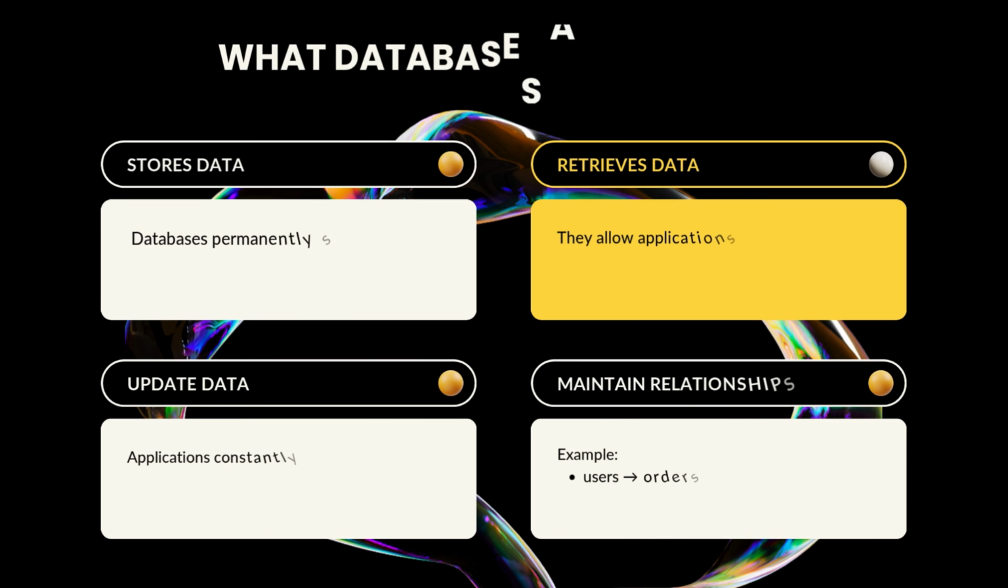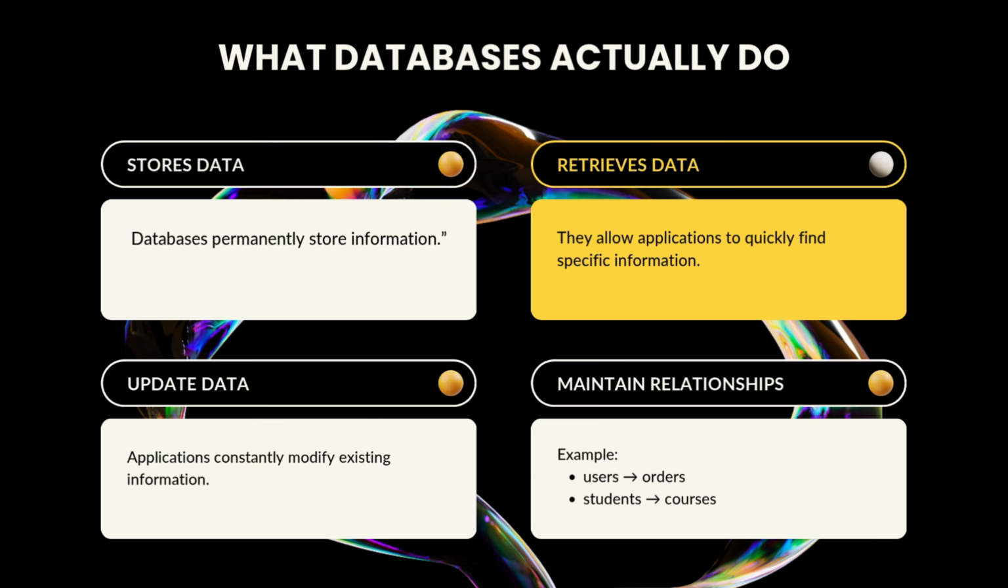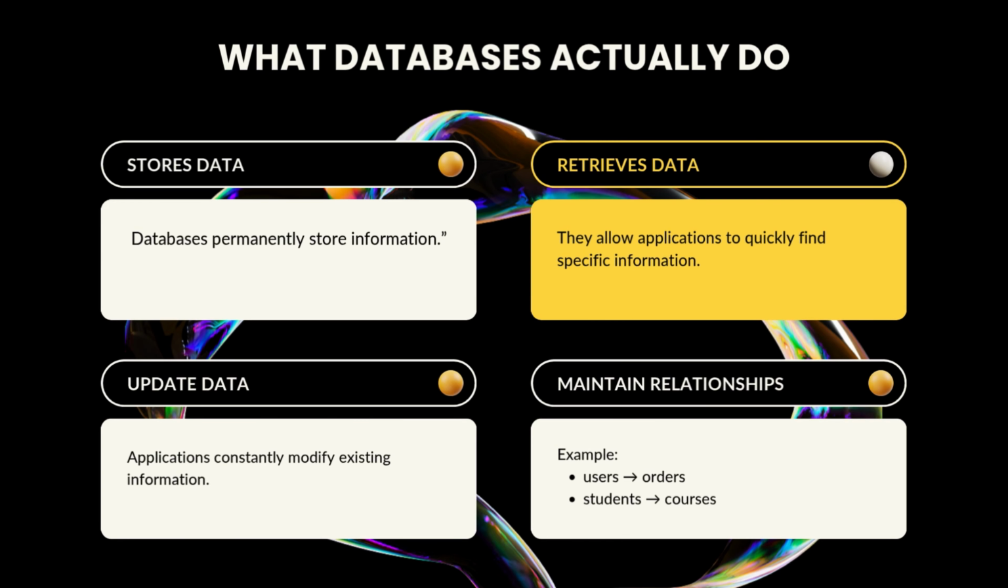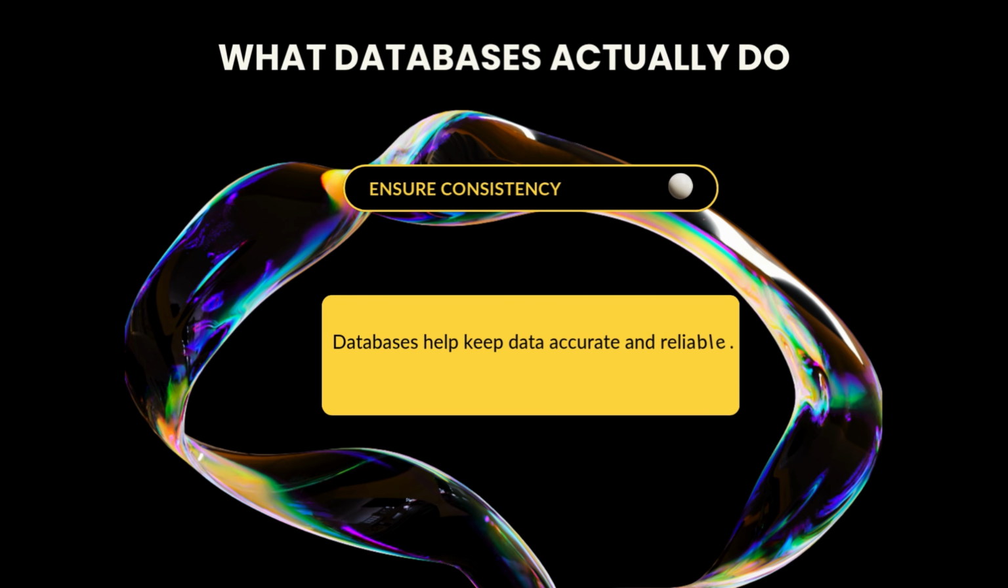So now let's delve into what databases actually do. Databases store data to begin with. They permanently store information, for example users, products, orders, and transactions. Another thing the database does is retrieve data, allowing applications to quickly find specific information that the user needs. It also updates data, that is, applications constantly modify existing information. Databases also maintain relationships, users to orders, students to courses, and many more. It also ensures consistency. Databases help keep data accurate and reliable. So these are just a few things that databases actually do.